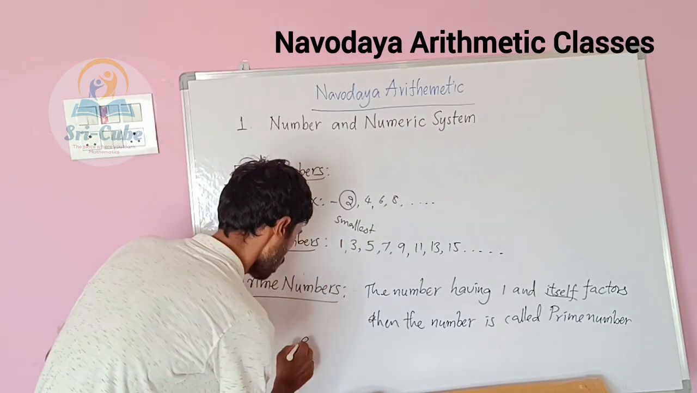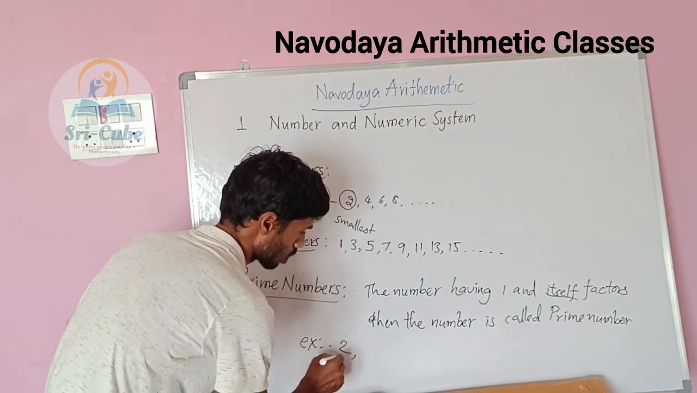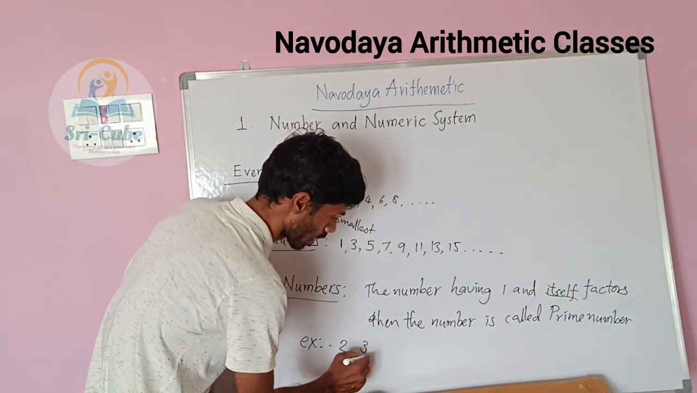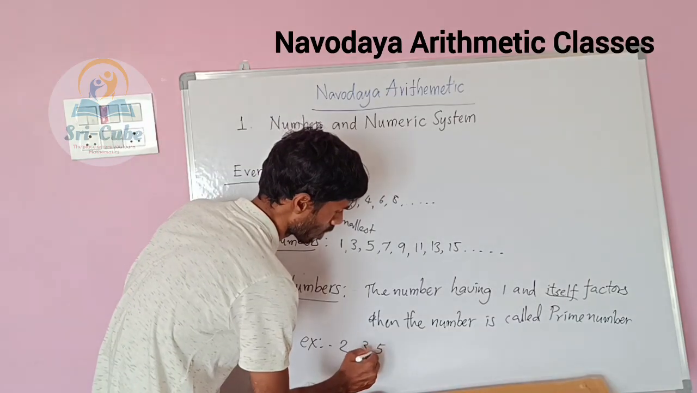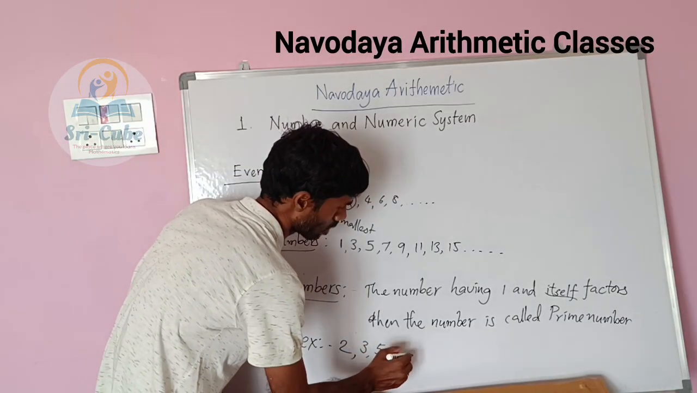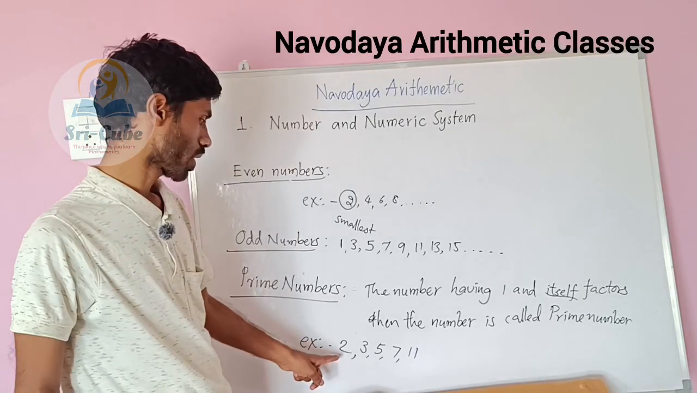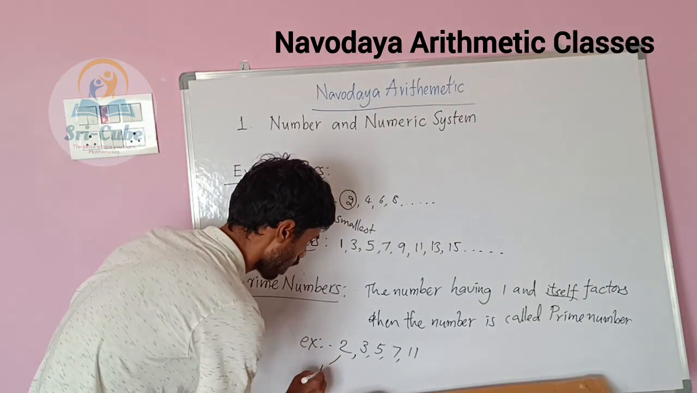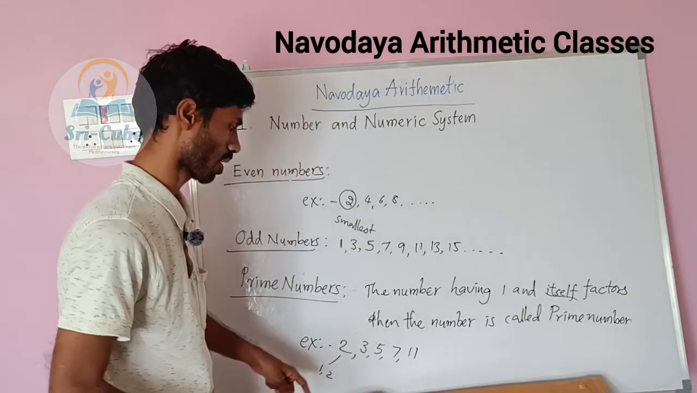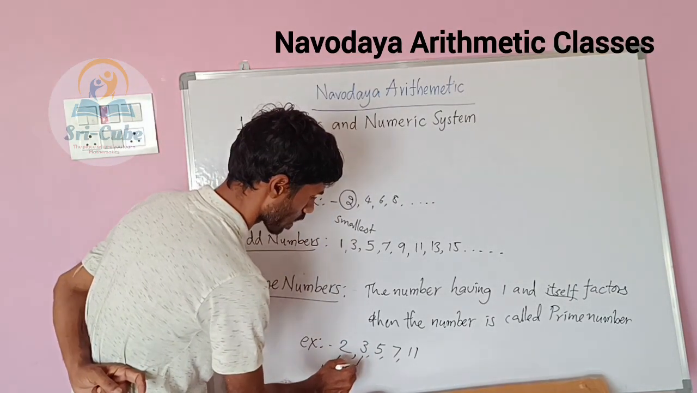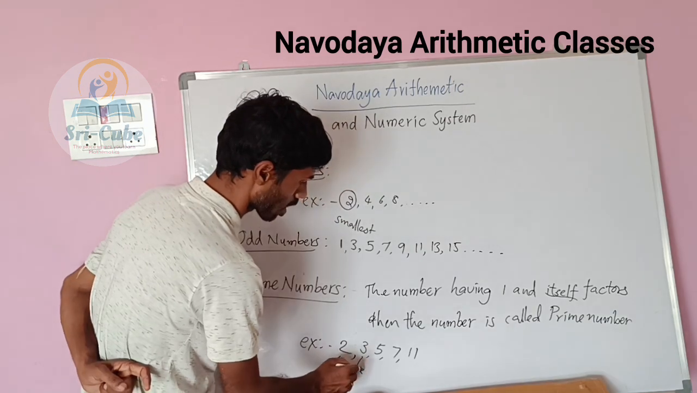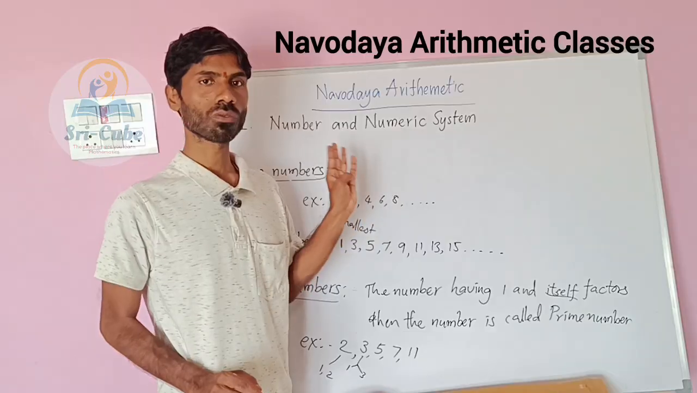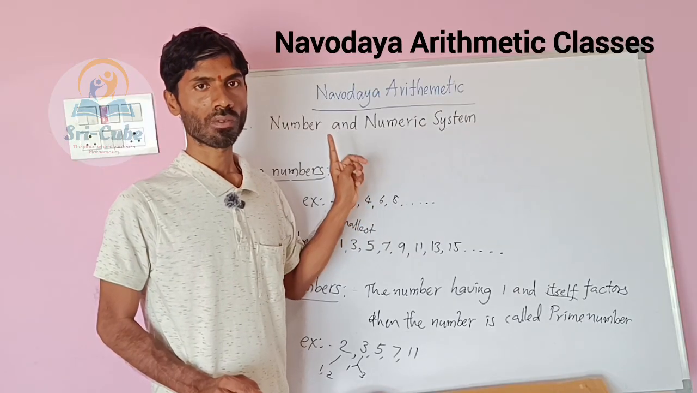So for example, 2 is a prime number and another prime number is 3, another prime number is 5, 7 and 11. So if you take 2, this has only 2 factors. It has 1 factor and 2 itself as a factor. And if you take 3, it has 2 factors. One is 1 and another one is itself. So in this way, a prime number has only 2 factors, that are 1 and itself.